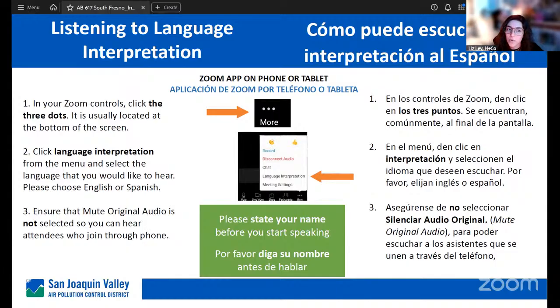So if at any point you're having trouble with Zoom or the interpretation for any reason, please don't hesitate to message any one of us, or if you're having issues with interpretation, please do interrupt the conversation by unmuting yourself so that we can help troubleshoot.